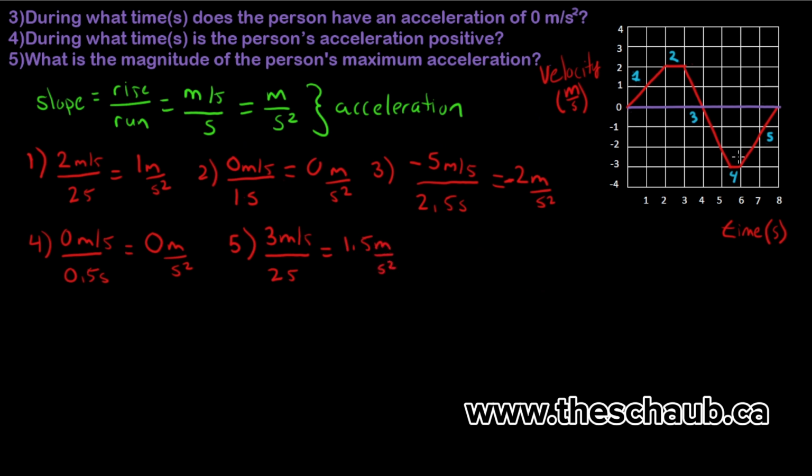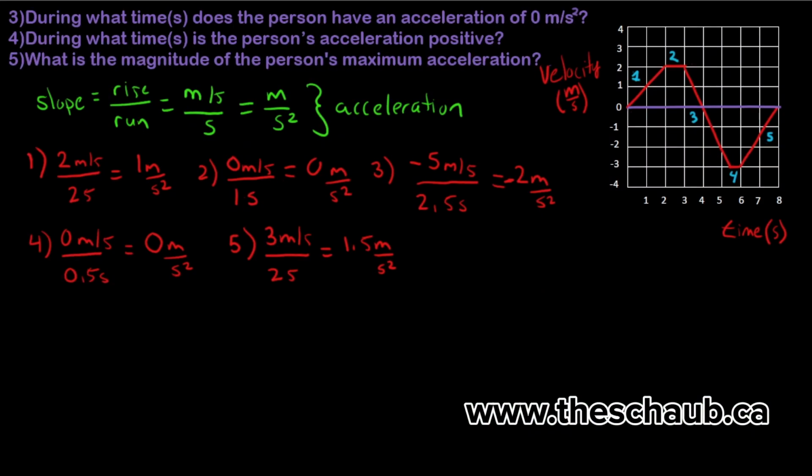Although we're in the negative side of the graph, it's a positive acceleration because our car is slowing down, or positively accelerating. So it's slowing down here from -3 to -2 to -1 to not moving. So this is a positive acceleration.